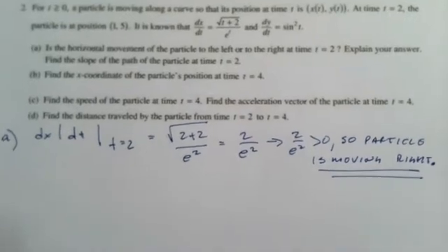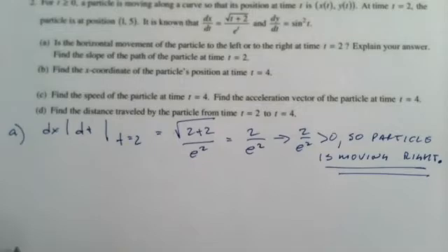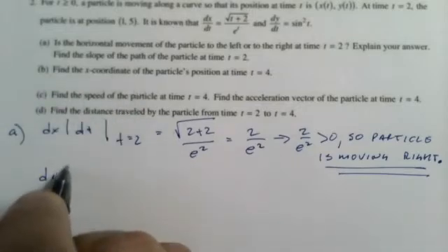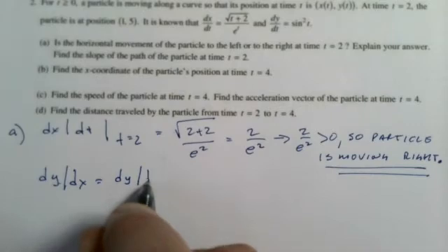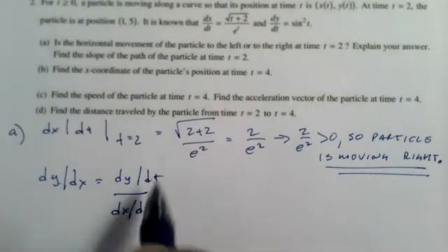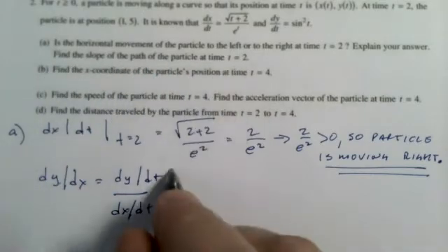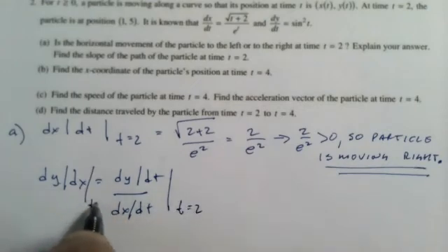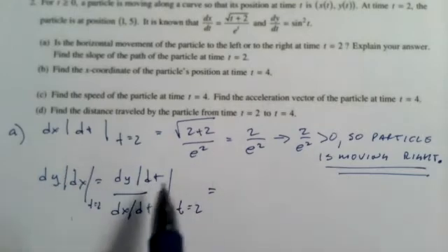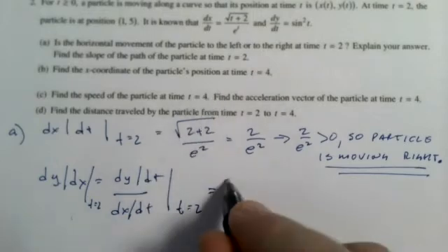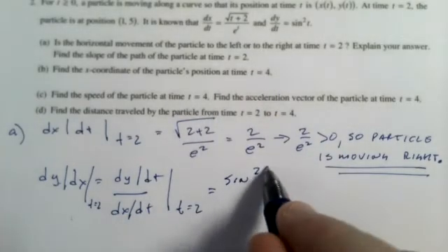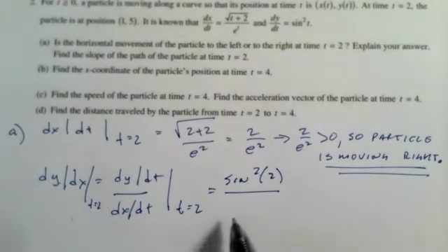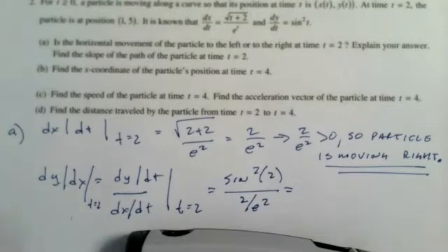Okay, onwards. Still in part A. Find the slope. Slope is dy/dx, which is dy/dt over dx/dt. They want the slope of the path at time t equals 2. dx/dt is already done, so dy/dt, and actually this is a calculator problem, so I should just blast all this in. I'll just put in sine squared of 2 over e squared. Let's see how that works out for us.